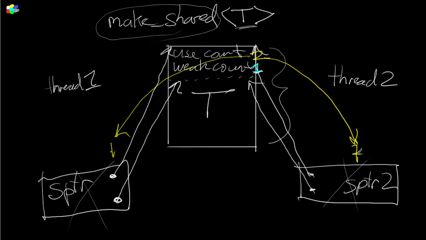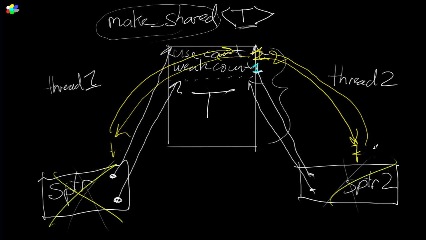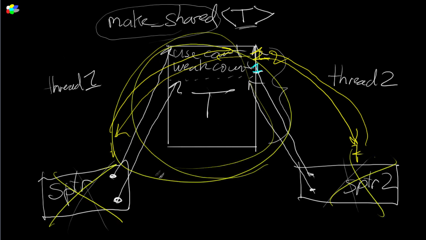They're going to look at it. They're going to say, there's still 1 left. I don't have to destroy it. But they're both going to write a 1 back into here. So the use count goes down to 1, and then these are both gone, and this memory is leaked. It was a simplification, but you get the idea.